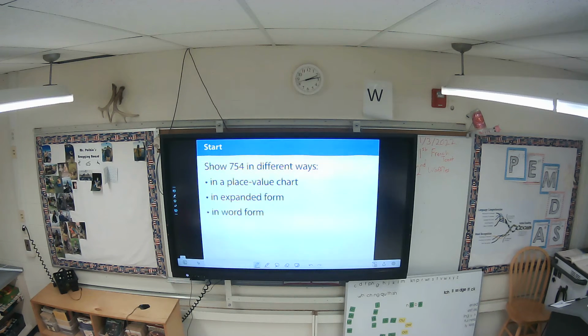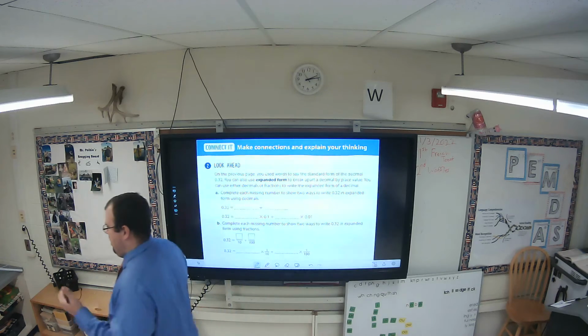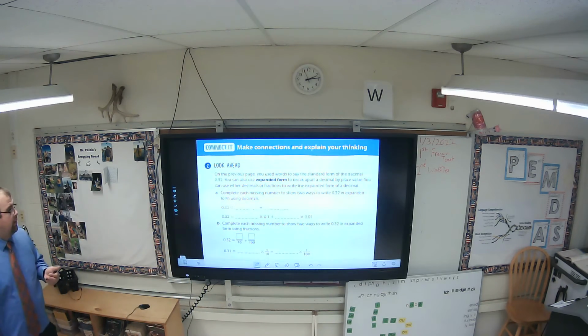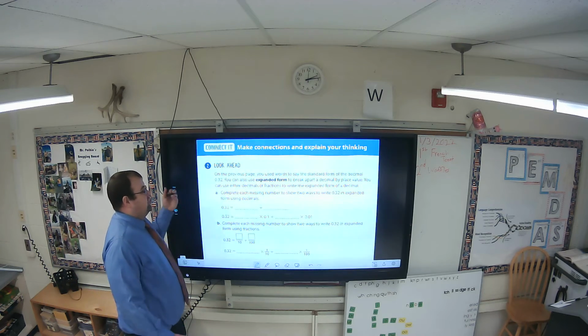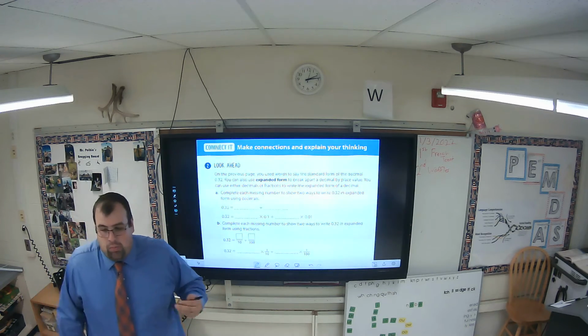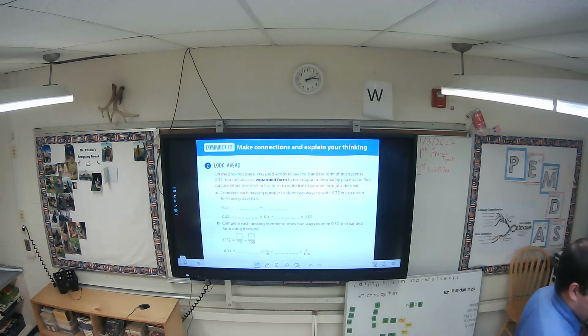If I go back and look at this one, I broke it apart in expanded form. I had 754, right? We said it was 700 plus 50 plus 4. Did we break it apart by place value? Yes. You're going to do the same thing when breaking a decimal into expanded form. You can use either decimals or fractions to write the expanded form of a decimal. What did we say decimals and fractions are? Are they kind of the same thing?